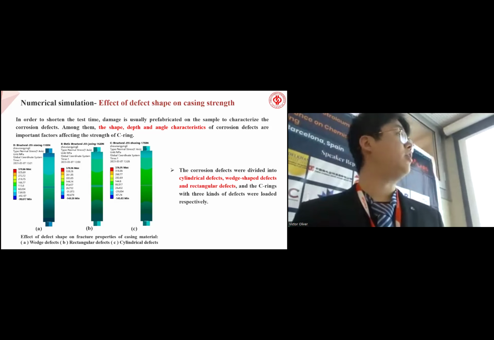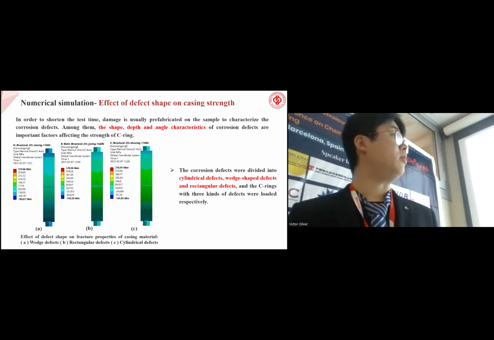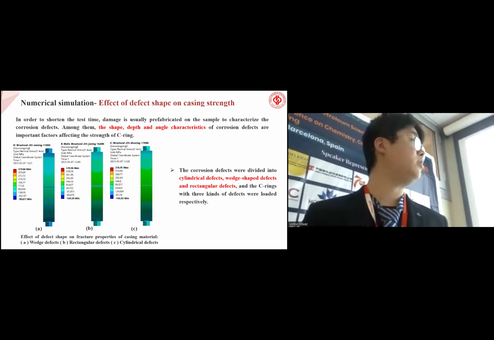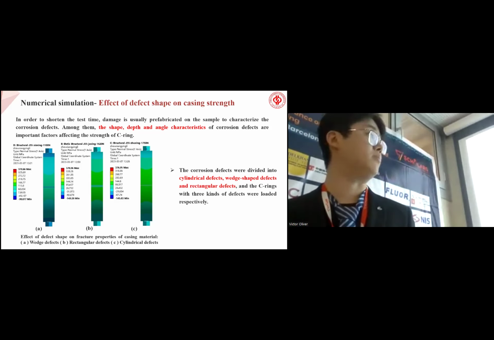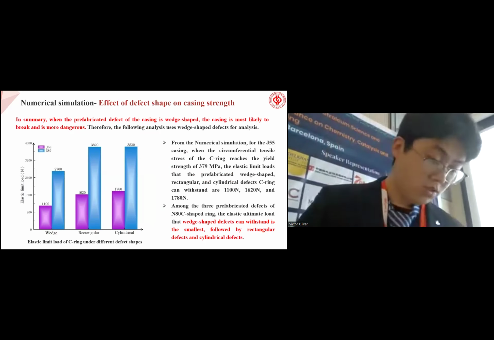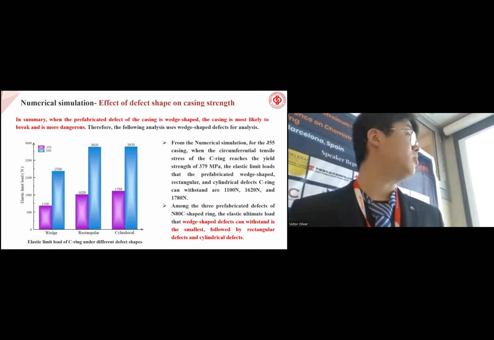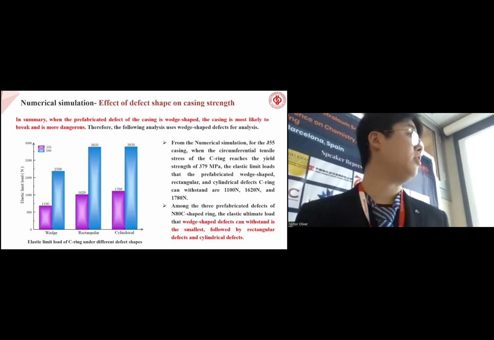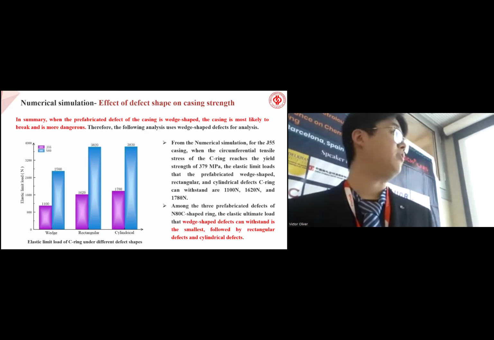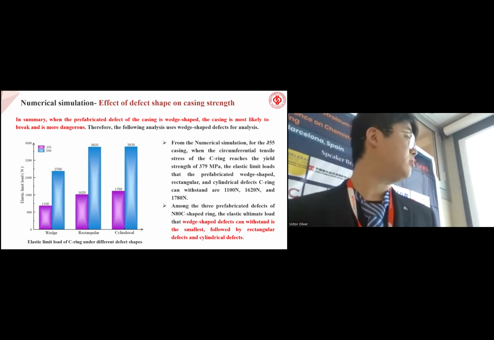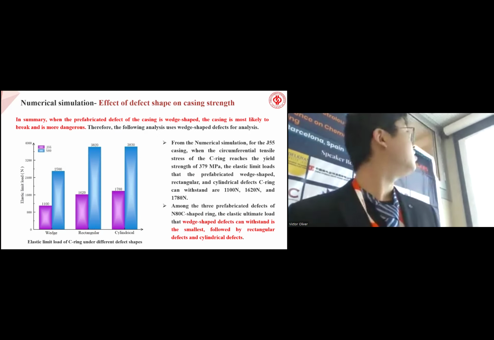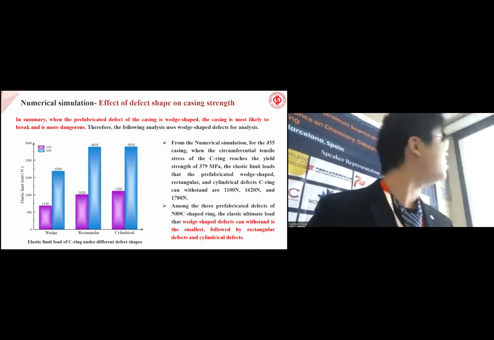The corrosion defects were divided into three kinds of defects, and the three kinds of defects were loaded. Among these three different shapes, the limit load of the casing with the elliptical shape defect is the smallest, followed by the rectangular defects and the other defects.